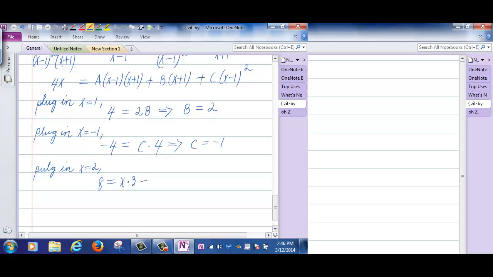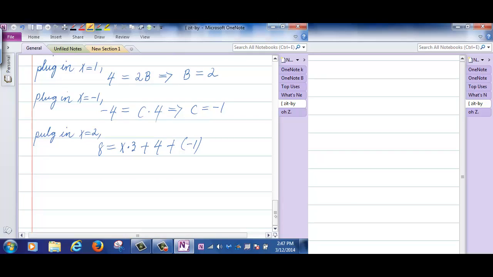And if I plug in 2 here, I get b times 2, right? But what is b? b is 2, so I get 4. And when I plug in x to be 2 right here, I get c times a 1, right? But what is c? c is negative 1. So then I get 8 is what?